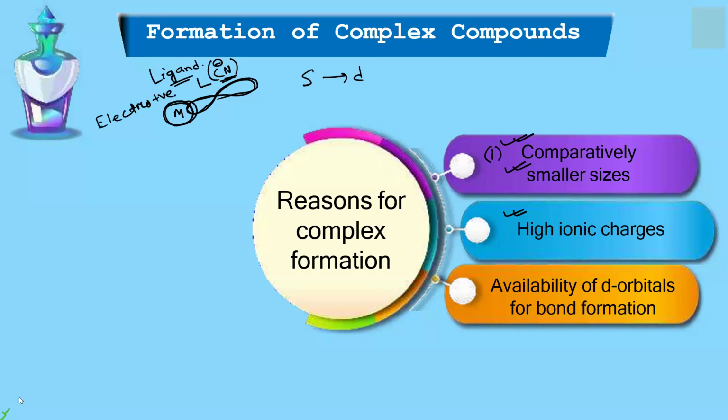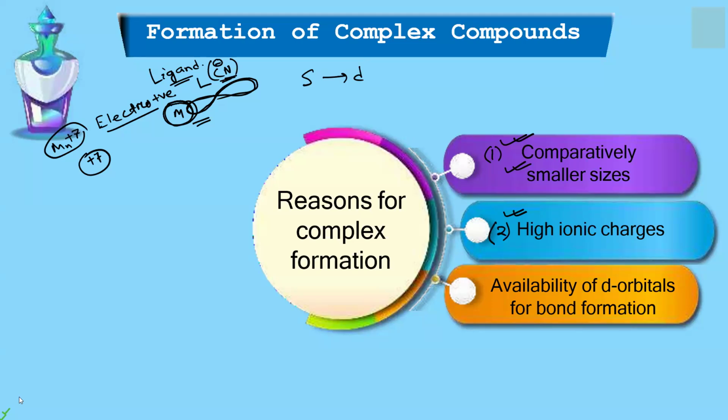Electropositive. They have smaller size. In smaller size, manganese has a +7 oxidation state, so the charge is very high. In smaller size, high charge means charge density is more. The higher the charge density, the greater the possibility of overlapping. Okay, so this is the second reason why transition metals show complex formation.